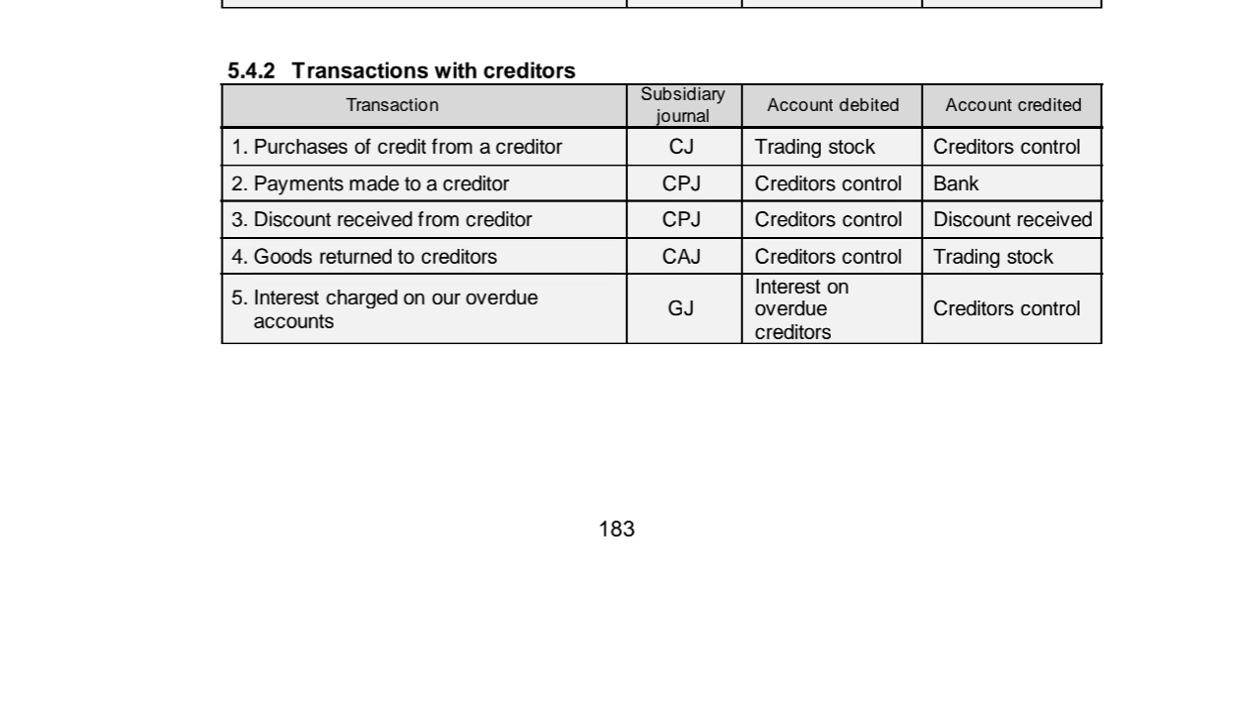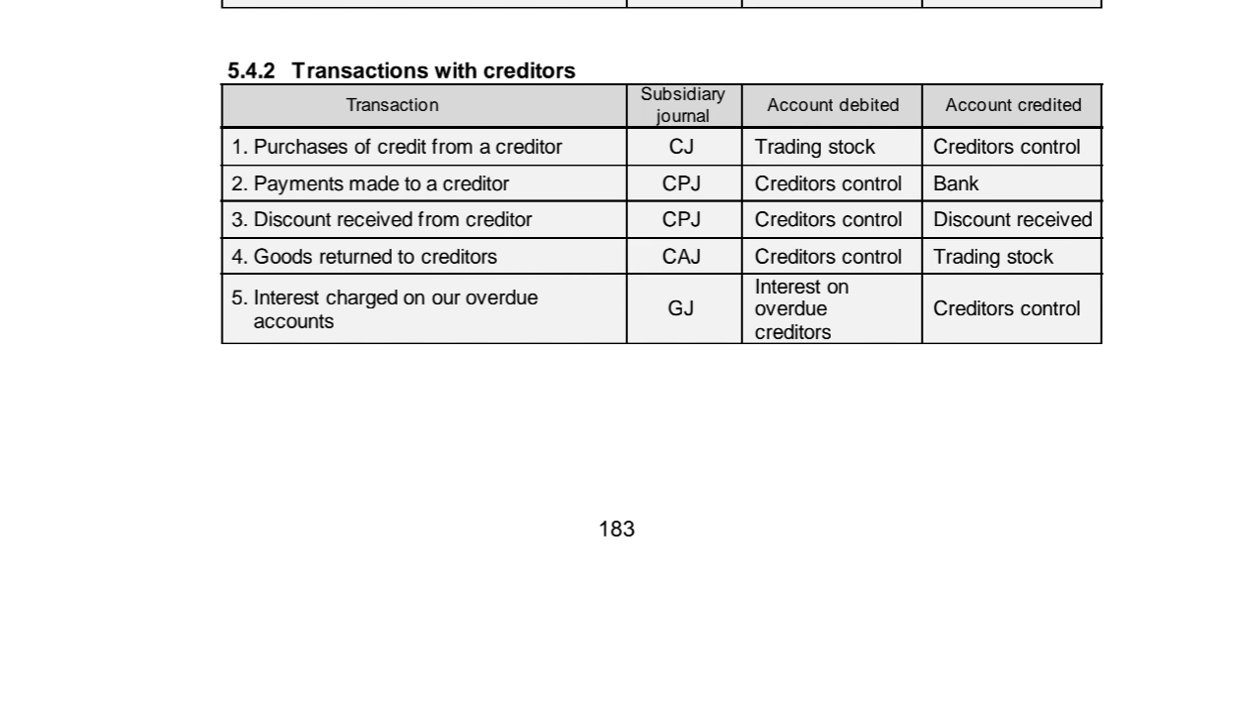5.4.2 Transactions with creditors. We can have purchases on credit from a creditor. That'll go to your creditors journal. We'll debit trading stock. We'll credit creditors control. We can have payments made to a creditor. That goes to your cash payments journal. We'll debit creditors control and credit bank.